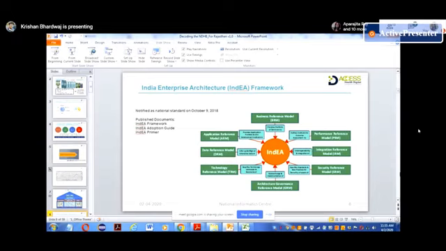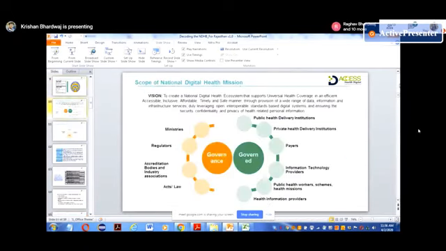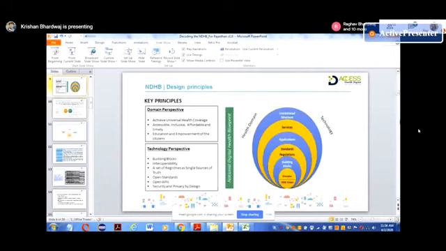So first, certification in terms of functionality and certification in terms of architecture principles are required. And that was the objective of setting up the NDHM. That should be the objective, I say. So design principle I will talk about tomorrow. I have a separate session on design principle.